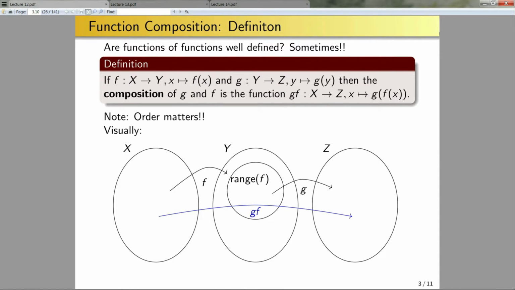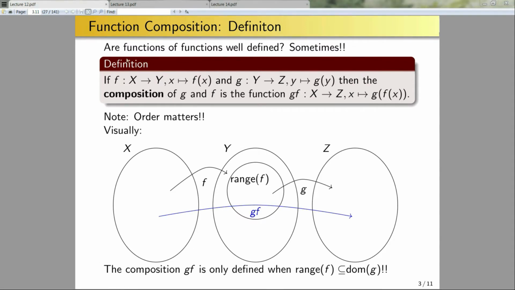One important thing to note: the composition gf is only defined when the range of f is a subset of the domain of g. So formally, over here in my definition, instead of y, I can make this any subset of y, and the composition will still be well defined.